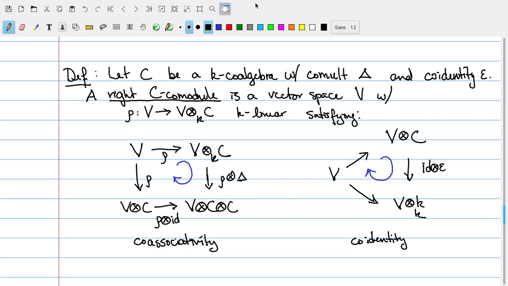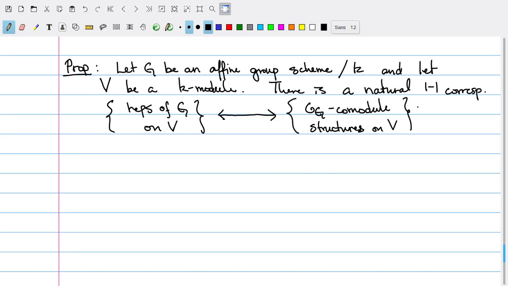Every bialgebra, in particular, is a coalgebra, and we define a comodule over a bialgebra to be a comodule over the associated coalgebra, forgetting the bialgebra structure. And an important result is that this one-to-one correspondence between representations of finite groups and modules over the associated group ring KG carries over into the affine group scheme case. In particular, we have the following proposition.